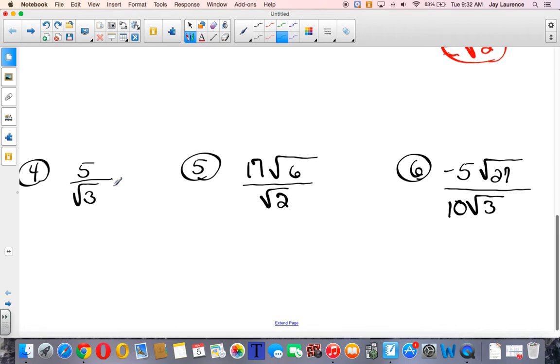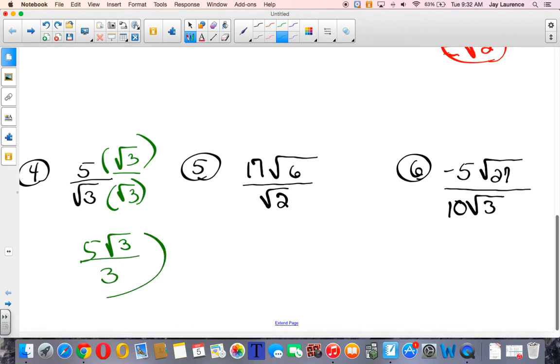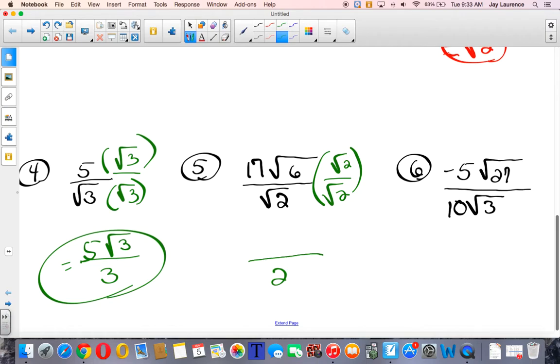All right. So I'm going to multiply by rad 3 over rad 3, and I'm going to get a 5 rad 3 over 3. There you go, 5 rad 3 over 3. Okay, on this one I'm going to multiply by rad 2 over rad 2.